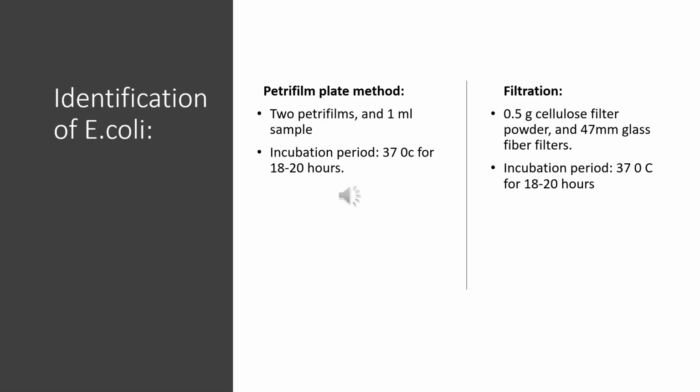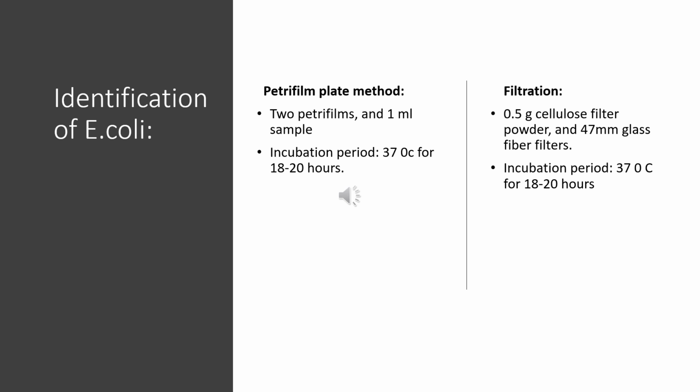In this slide, which is the identification of E. coli, we'll discuss the two methods to identify the presence of E. coli. The first method is the Petri plate method and the second is the filtration method. The filtration method is used to enumerate the E. coli.